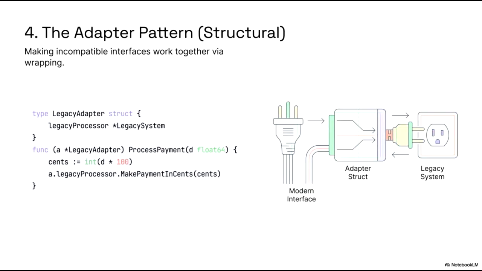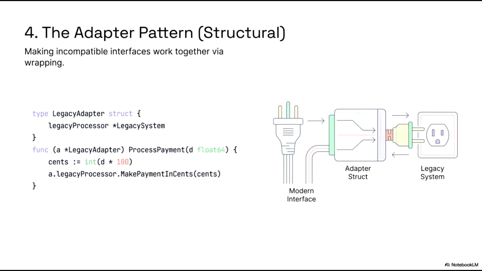The adapter pattern is a structural design pattern that allows incompatible interfaces to work together through wrapping. Its primary purpose is to provide a bridge between two existing interfaces that cannot otherwise communicate directly. As shown in the code snippet, we have a legacy adapter struct that wraps a pointer to a legacy system. While our modern interface requires a process payment method accepting a float64 value, the legacy system only provides a method for processing payments in cents.